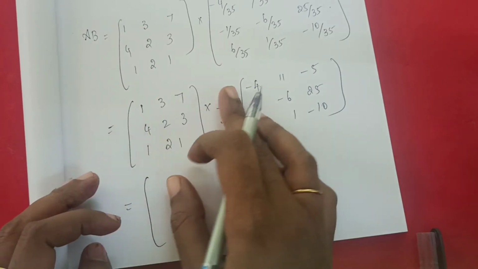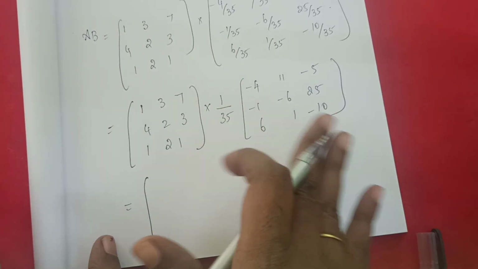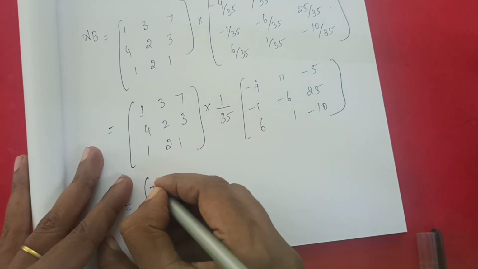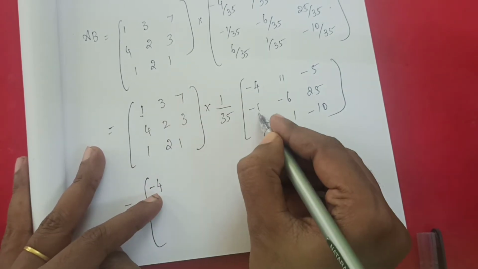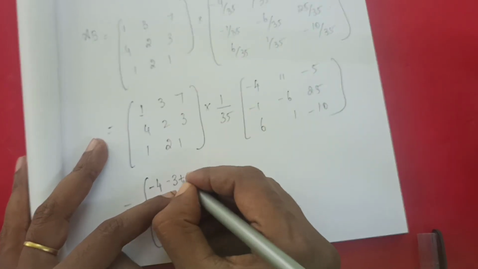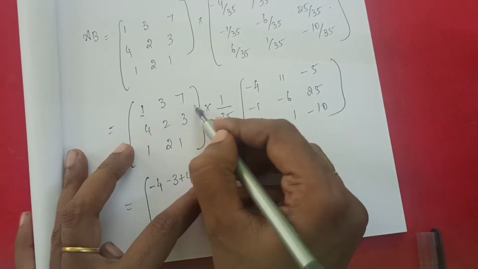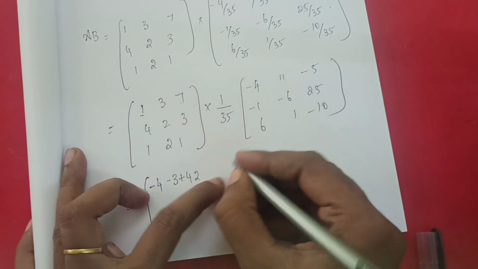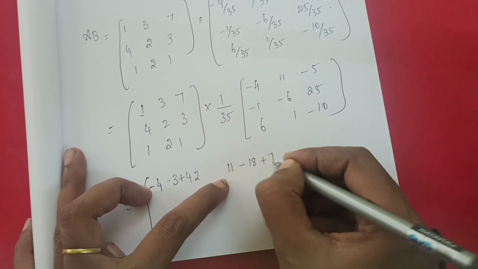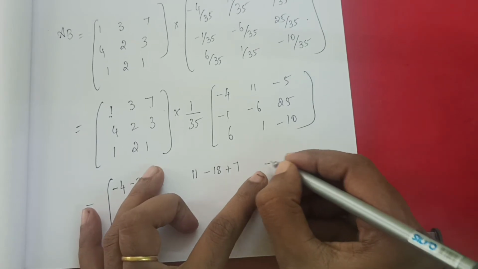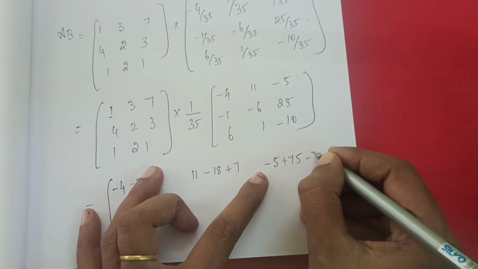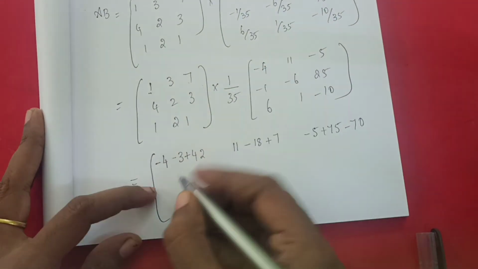If you need, you can use the 7 method directly. So first row, first column, is it right? 1 into minus 4 is minus 4. 3 into minus 1 is minus 3. 7 into 6 is 42. First row, second column. 1 into 11 is 11. Minus 18 plus 7. Then last, minus 5. 3 into 25 is plus 75. Minus 70. Then with second row.